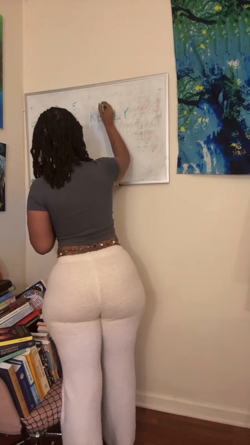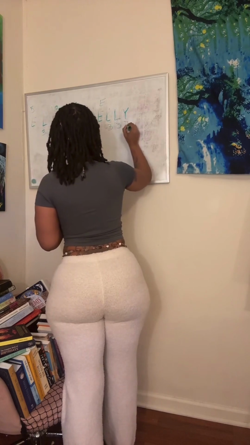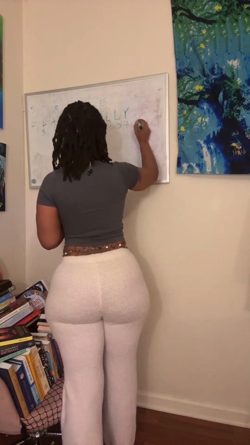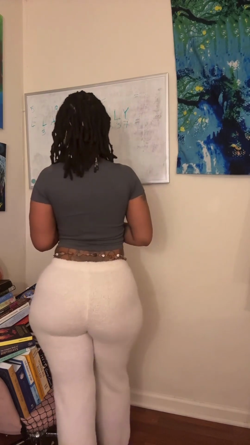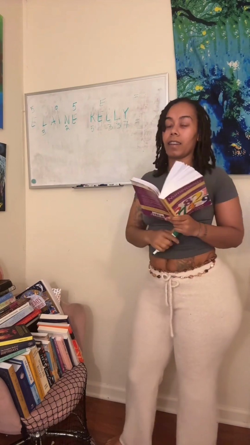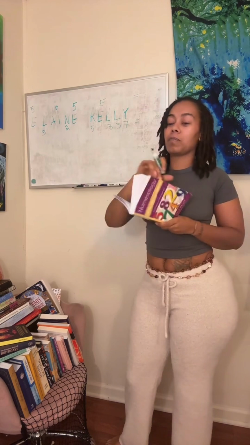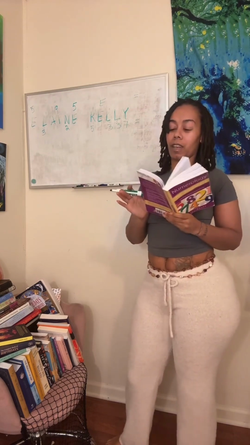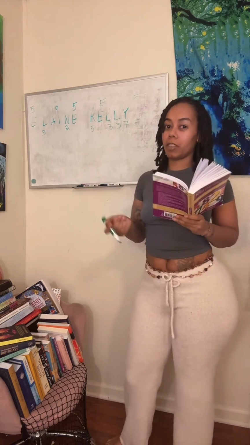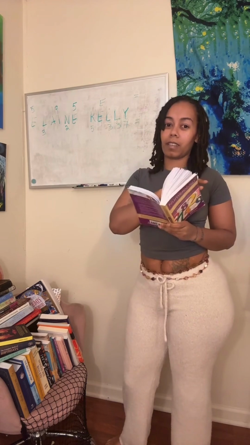K is a 5, E is a 5, L is a 3, and Y is a 7. Okay, so when we add up the vowels, that gets you your heart's desire number. If you don't know what a heart's desire is, please go back to the chapter, okay? The bottom row is going to get you your consonant vibration number. If you don't know what that is, please go to the chapter, okay?